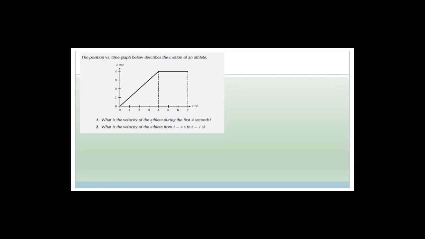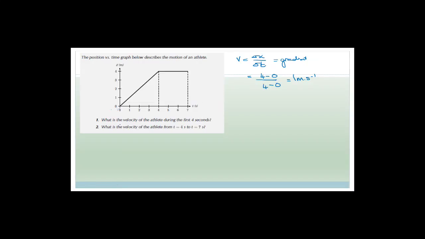It says, the position versus time graph below describes the motion of an athlete. So this is the motion of the athlete. This is the position. His position changed from 0 to 4 seconds, and then what happened? Do you agree that he stayed stationary from 4 to 7 seconds? I'll show you. First of all, what is the velocity of the athlete during the first 4 seconds? Remember that velocity is delta x over delta t, which is the gradient of this graph. For the first 4 seconds, it would be 4 minus 0 over 4 minus 0, which is 1 meter per second.